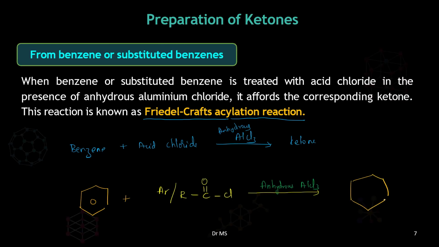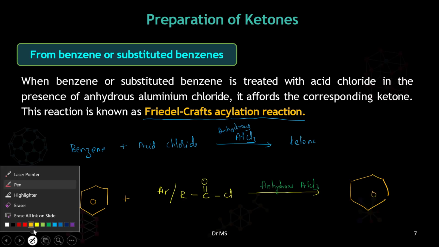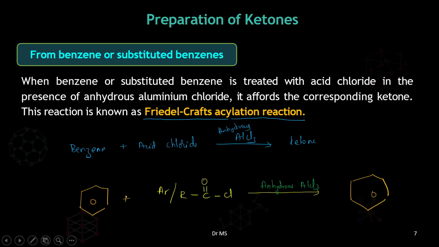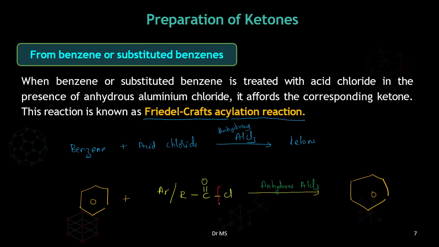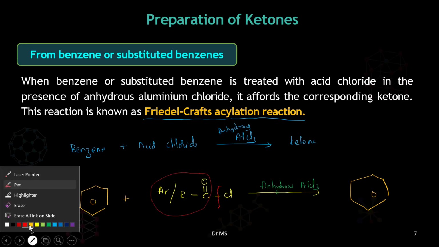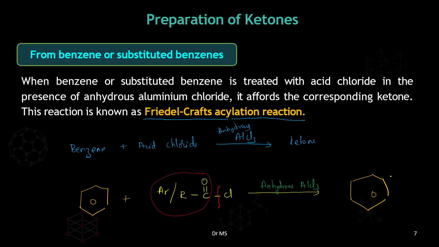Now observe, where has the bond broken and where does it attach? We are removing the chlorine here. We are breaking the bond between the C double bond O and the chlorine, the halogen. And whatever this part is, it will go and attach to the benzene ring. So this will be C double bond O R, or it could be an aromatic compound. Simply, you remove the chlorine and whatever is there, you just attach to the benzene group.